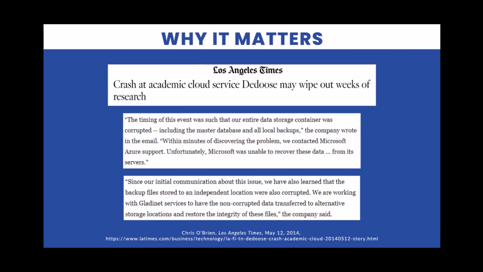But that's not always a safe assumption. And a lot of researchers learned this in 2014 when the cloud service Deduce, which a lot of academics used for storing their research data, suffered a pretty catastrophic crash. And as the snippets of the article show here, not only was there a corruption to their primary data storage, but it happened at the same time that there was an outage with their backup system. So it was kind of a perfect storm.